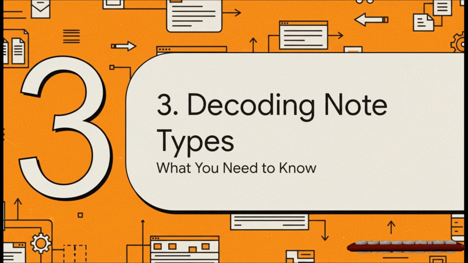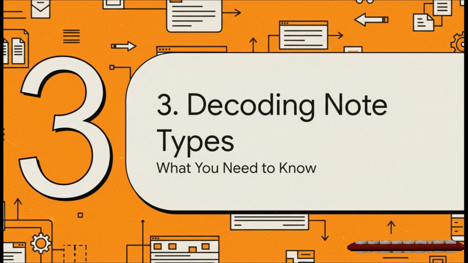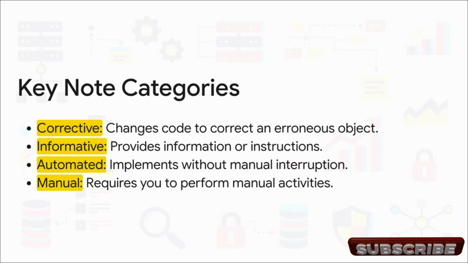Okay, now before you just start applying things left and right, this is really important. Not all notes are created equal. You've got to understand the different types and what their status means inside your system. Trust me, knowing this stuff is the key to not causing even bigger problems. So let's break it all down. You can really think about notes in two simple ways. First, what does it actually do? Is it a corrective note, meaning it's going to get in there and actually change the code? Or is it just informative, which is more like a set of instructions for you to follow?